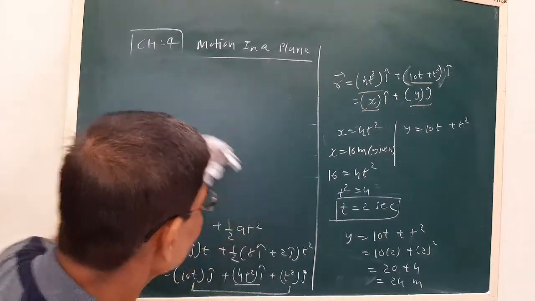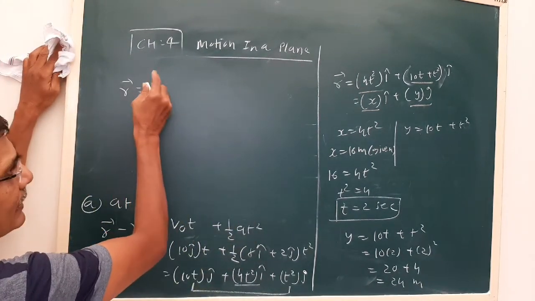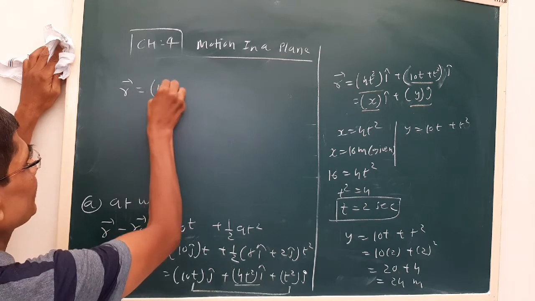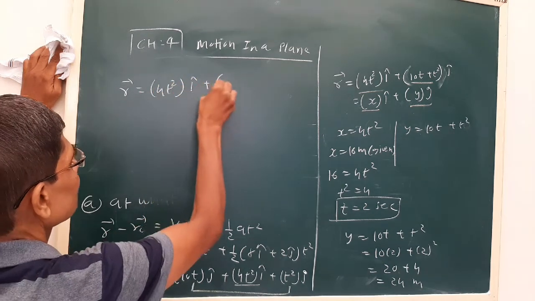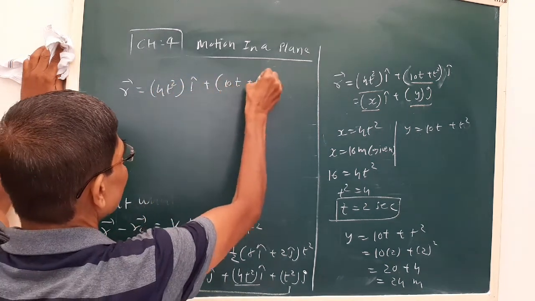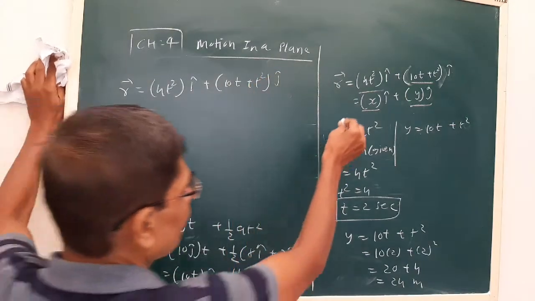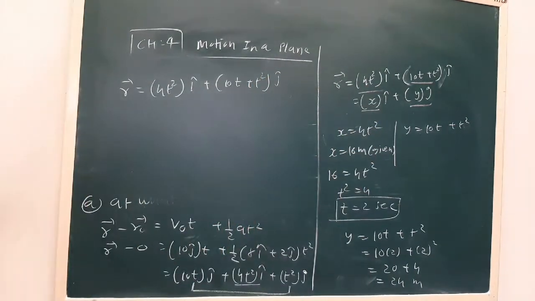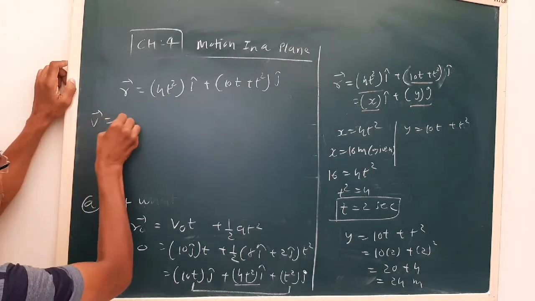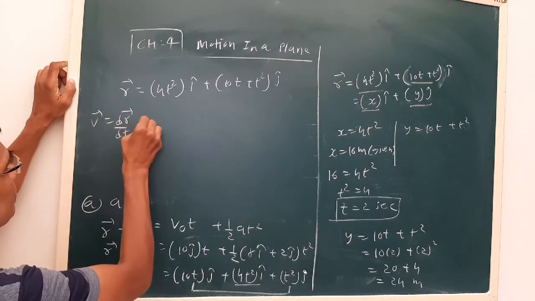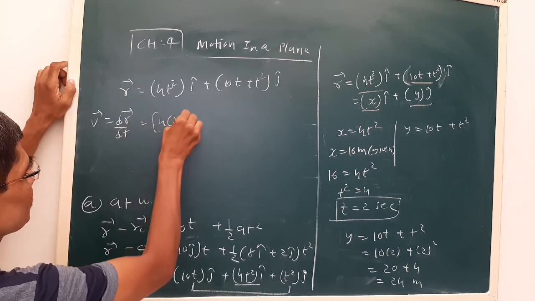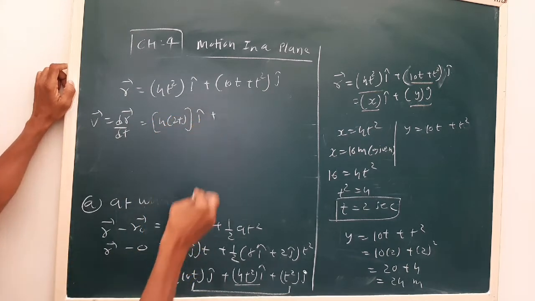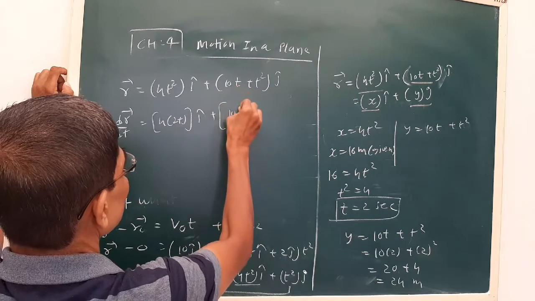Now see our equation, r has become 4t square i caret plus 10t plus t square j caret. See, this we have obtained here. Now velocity is the first derivative of displacement. So v is equal to dr by dt. 4t square derivative is 2t... 10t derivative is 10.